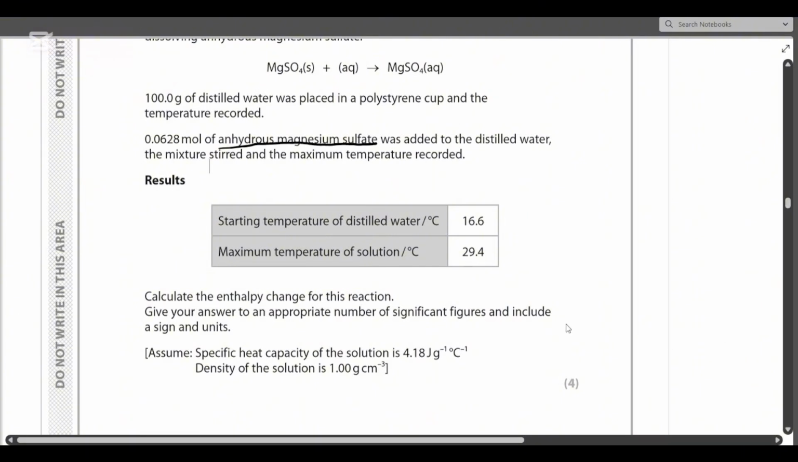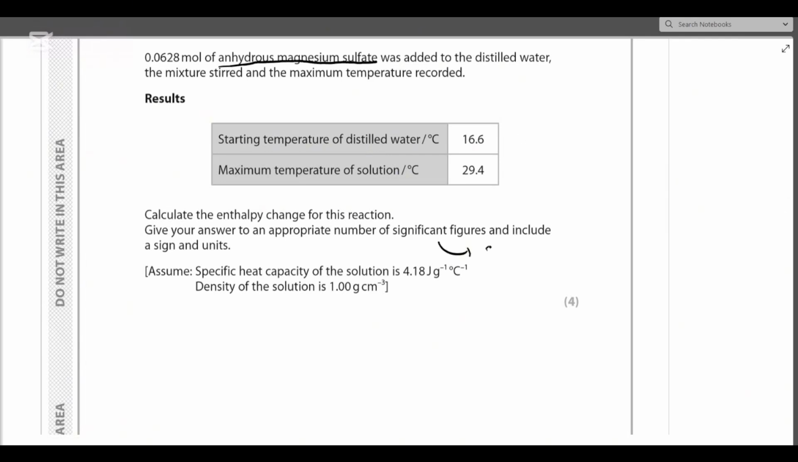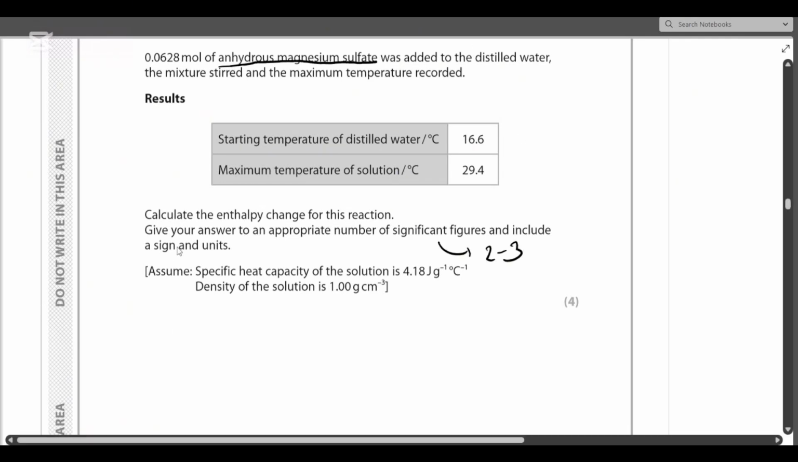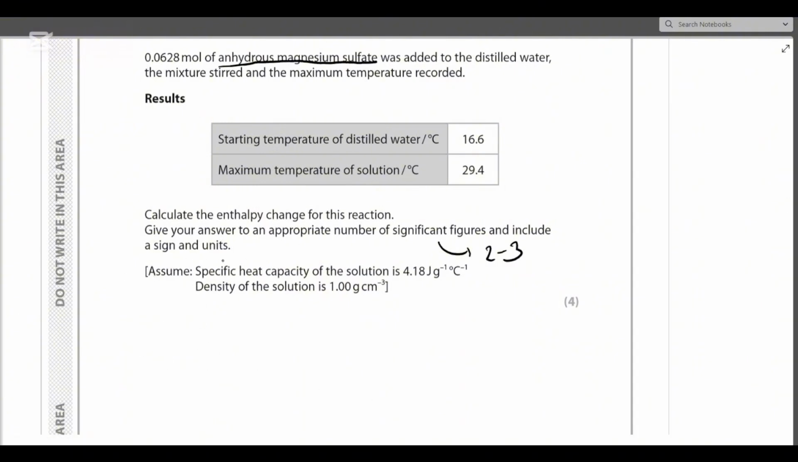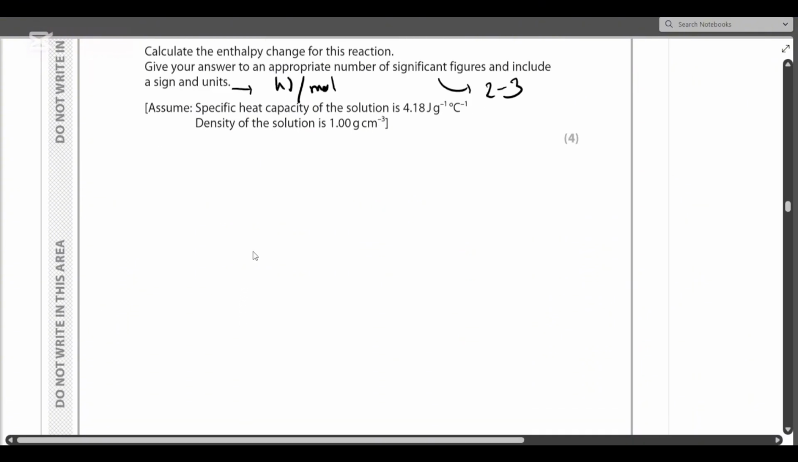Calculate the enthalpy change for this reaction, giving your answer to an appropriate number of significant figures. Appropriate basically means that you should provide it between 2 to 3 significant figures, and sign basically indicates the nature of the reaction. And units, obviously, you can give it in kilojoule or joule per mole. So in this case, we're going to give it in kilojoule per mole. So how can we find the enthalpy change? Well, it's pretty simple.